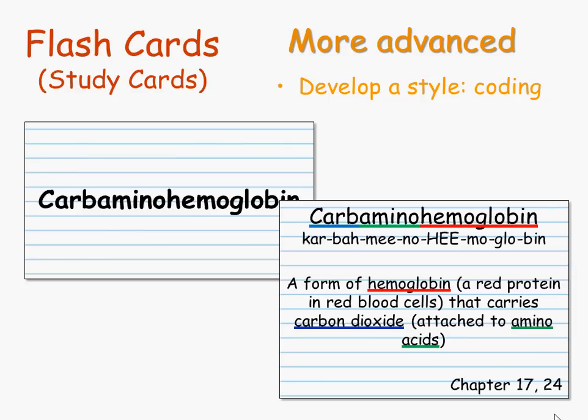Notice how the author of this card has also added a pronunciation guide under the term, which might be useful to you, especially with a long term like carbaminohemoglobin. Notice also at the bottom of the card that this person has added some chapter references to show where this term or where this concept is discussed in the textbook. Over time, you might want to add additional facts, such as, in this case, a brief description of what that substance actually looks like.